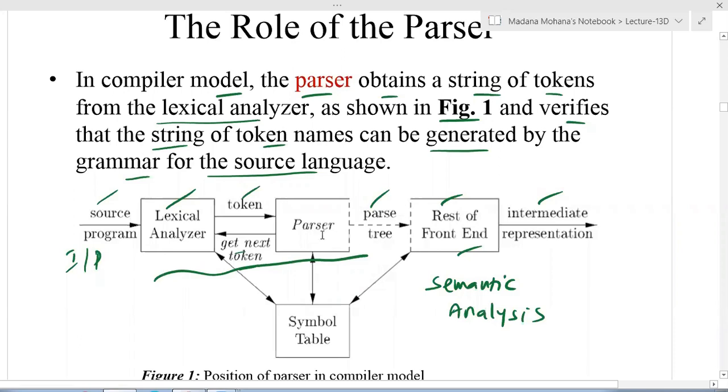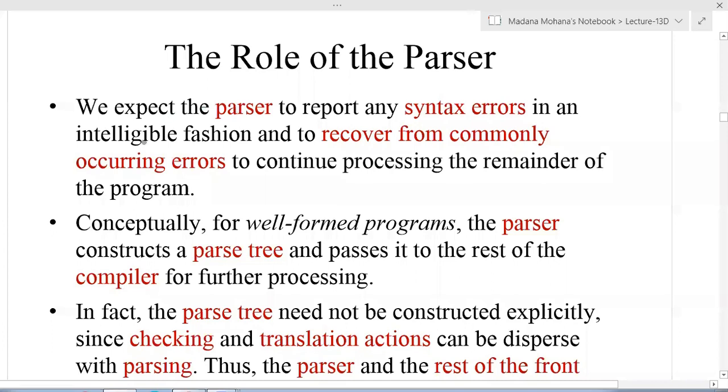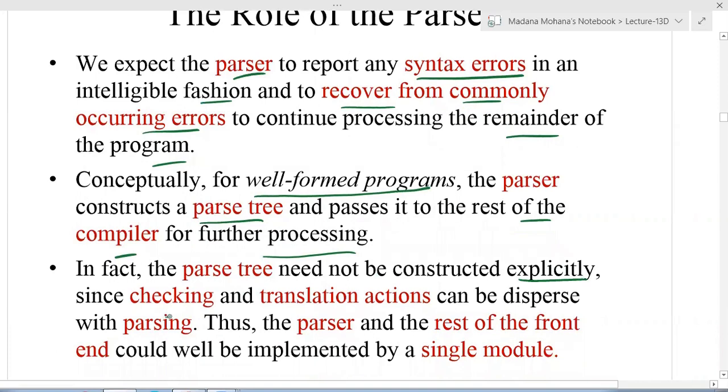Here the parser takes tokens from the lexical analyzer, then produces derivations. From the derivations, it constructs a parse tree or derivation tree. That is the role of the parser. We expect the parser to report any syntax errors in an intelligible fashion and to recover from commonly occurring errors to continue processing the remainder of the program. Conceptually, for well-formed programs, the parser constructs a parse tree and passes it to the rest of the compiler for further processing, that is, the rest of the front end followed by the back end. In fact, the parse tree need not be constructed explicitly, since checking and translation actions can be interleaved with parsing. Thus, the parser and the rest of the front end could well be implemented by a single module. That is the advantage of the parser.